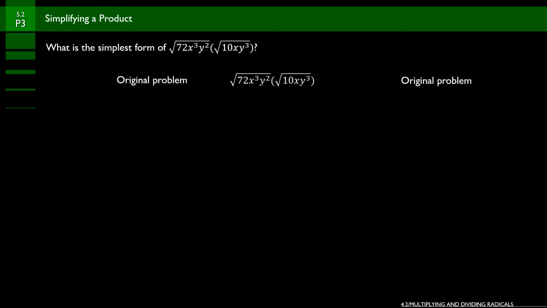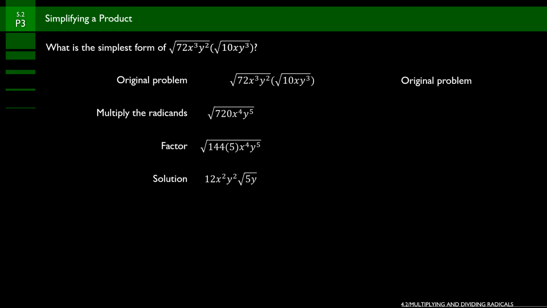So we're going to say the square root of 72 times the square root of 10 is the square root of 720. X cubed times x is x to the 4th. And y squared times y cubed is y to the 5th. Then what we would do after that is see if we could break 720 down into a perfect square. So the biggest perfect square factor that we've got for 720 is 144. 144 times 5 is 720. So then you can take the square root of 144, that's going to give you 12.